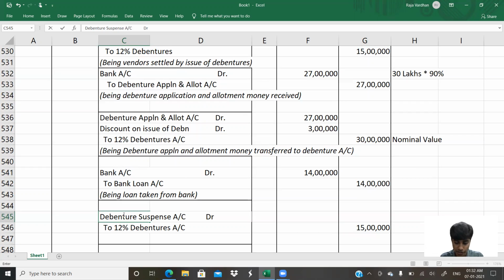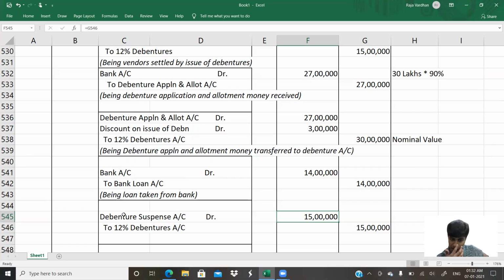Yeah, you want me to repeat? I know I'll repeat. I can hear your mind. 15 lakh worth debentures here, no? You have not received cash, but you still given them. If you tell this to shareholders, they'll kill you. So what will you do? You'll keep it a secret. You'll call it debenture suspense.